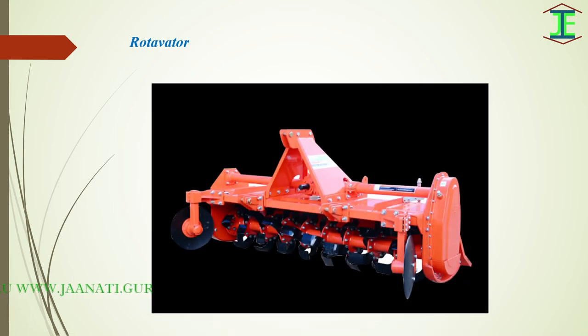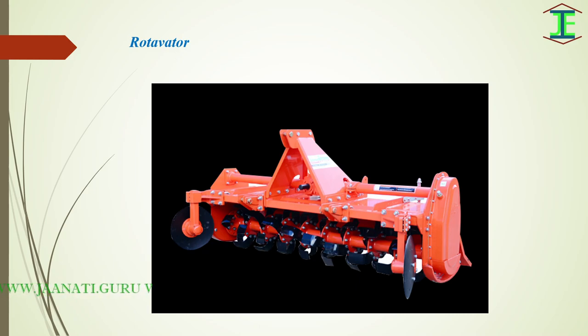Rotavator. Without doing primary tillage and secondary tillage separately, we use the rotavator. By using this rotavator, primary and secondary tillage can be done easily. So it can do two things, primary tillage and secondary tillage. That means it can pulverize the soil easily. It makes a good seed bed.